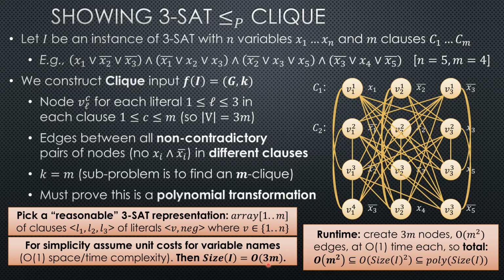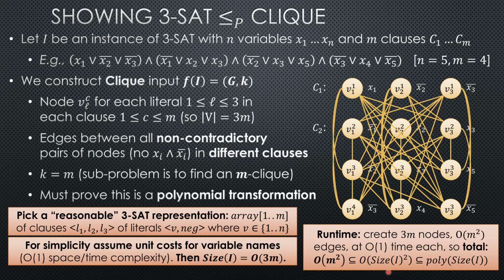So is order m squared time polynomial in the size of the input? Well, the size of the input's order 3m. If we take the size of the input, we square it, we get order m squared, right? Well, that's fine. Order m squared is a subset of order m squared. So this is polynomial in size of I, because all we really had to do was square size of I, and we get something that's at least order of what we're looking for. Okay, so the runtime of this transformation is going to be polynomial in the size of I. Okay, so we showed the complexity result.